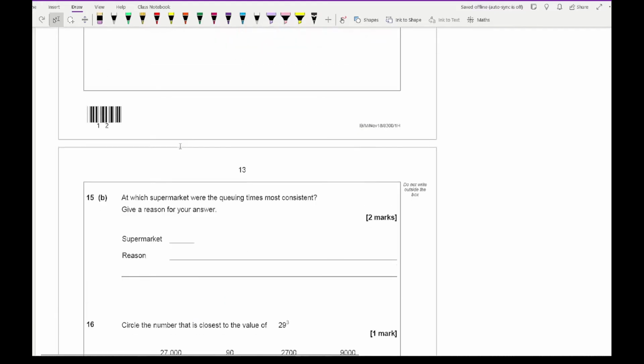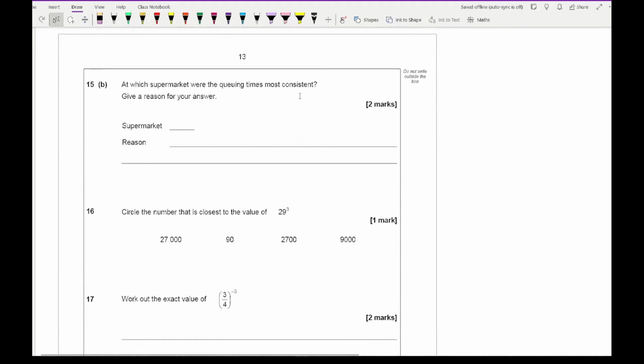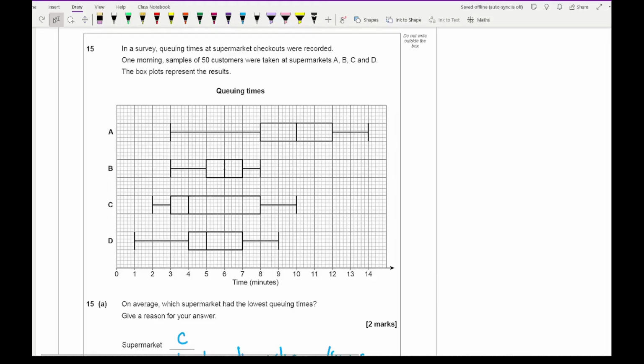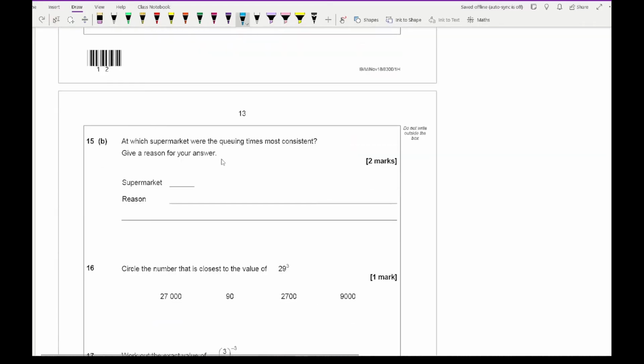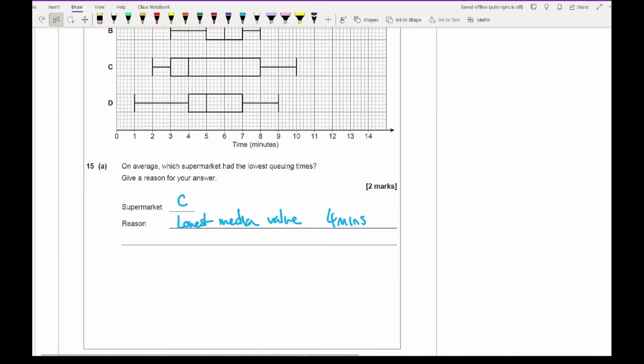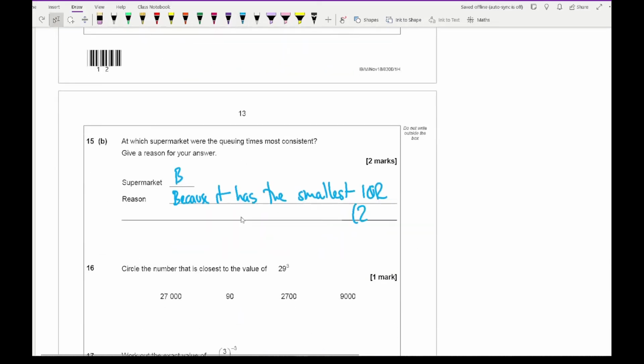Then part B then says which supermarket where the queuing times are more consistent. So for consistency, we're looking at which box plot has the smallest, narrower box, and that's going to be B. Because it has the smallest interquartile range. And if you want to then quote what the interquartile range is, so for this it is an interquartile range of 2 minutes, that would be absolutely fine.